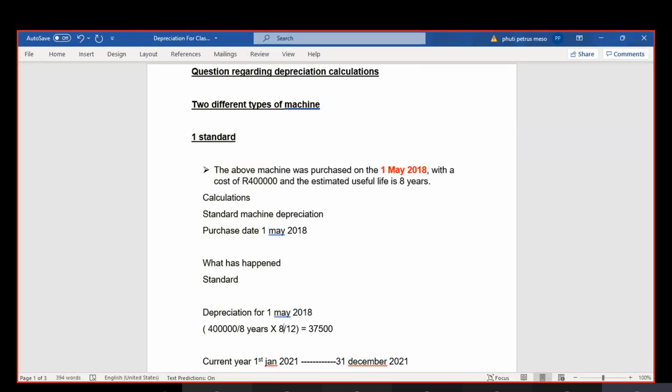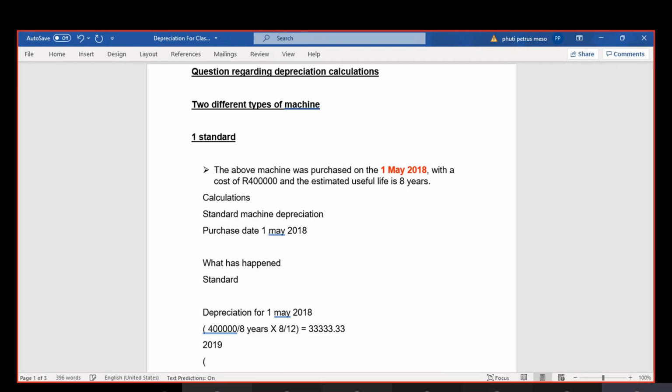I think I made a mistake there. So it's 400,000 rand. You multiply that by 8, you divide that by 12, and then you divide that by 8 years. I'm having 33,333. Okay, so it means this figure was just an error. So this is what you're going to have.